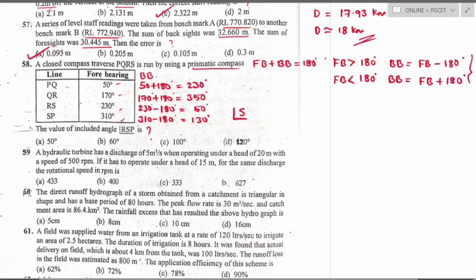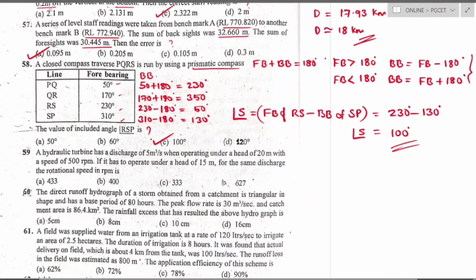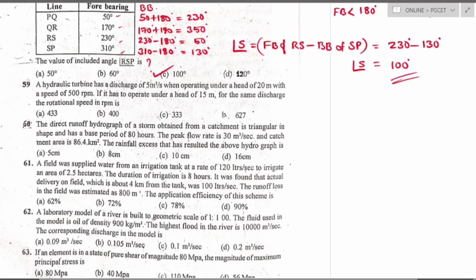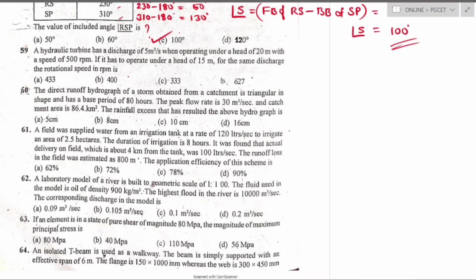Now the included angle is fore bearing of RS minus back bearing of SP. Therefore 230 degree minus 130 degree is equal to 100 degree. That is the included angle of S. So option C will be the right answer, that is 100 degree.